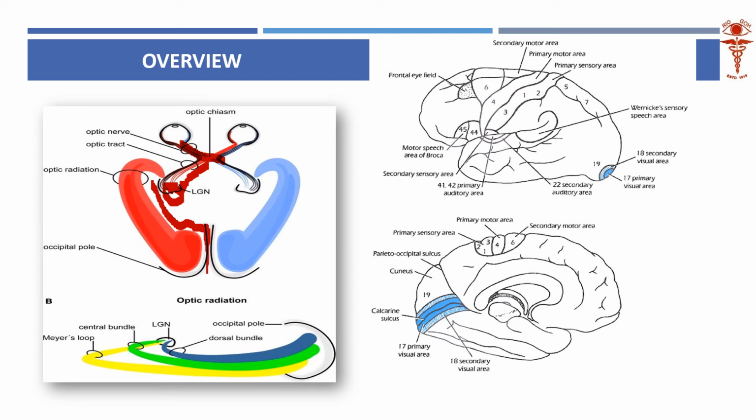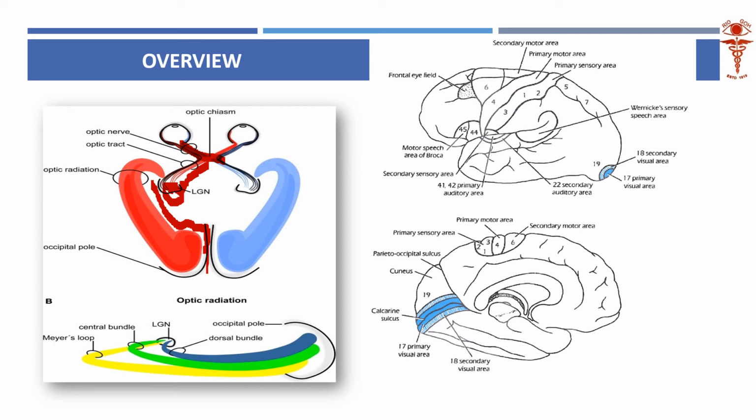So cortex, radiation, lateral geniculate body, optic tract, optic chiasma, optic nerve. So the optic nerve, optic chiasma, optic tract, lateral geniculate body, optic radiation, and visual cortex. This is the sequence of fibers which are seen in the visual pathway. If you dissect the visual pathway, these are the multiple levels which we are going to see.